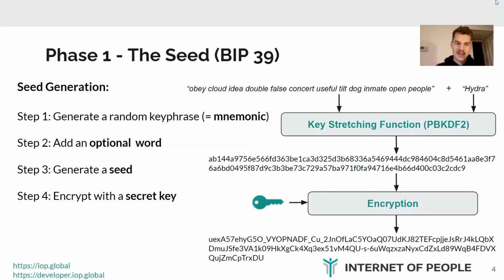The fourth step is that you take this seed and you encrypt it with a secret key. This is important because now you can store your seed on your local device without fear that somebody hacks into your computer and decrypts it, since you are the only one who knows the encryption or decryption key. Think of this as a password.